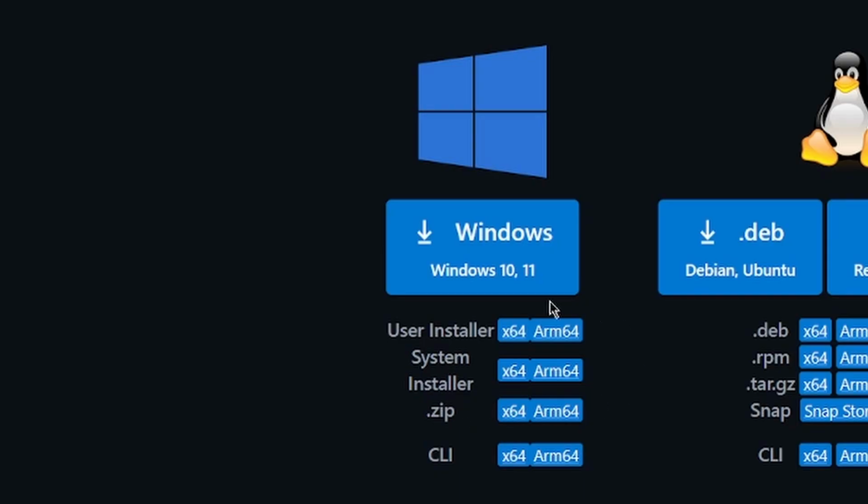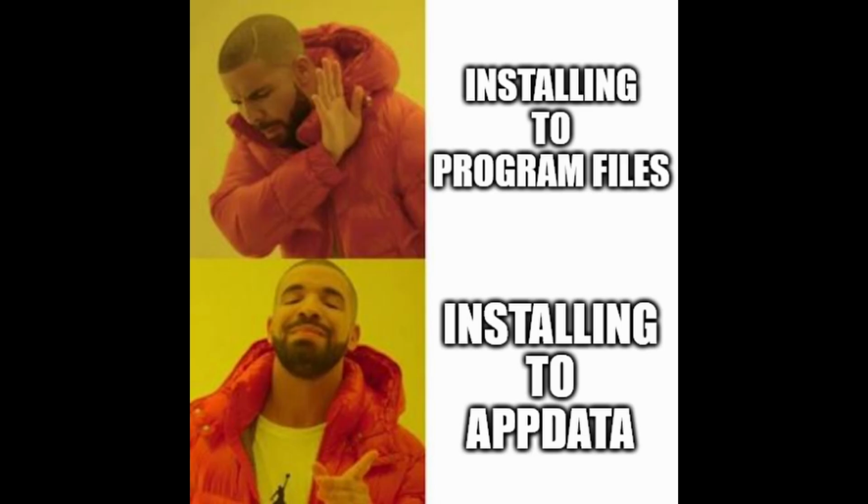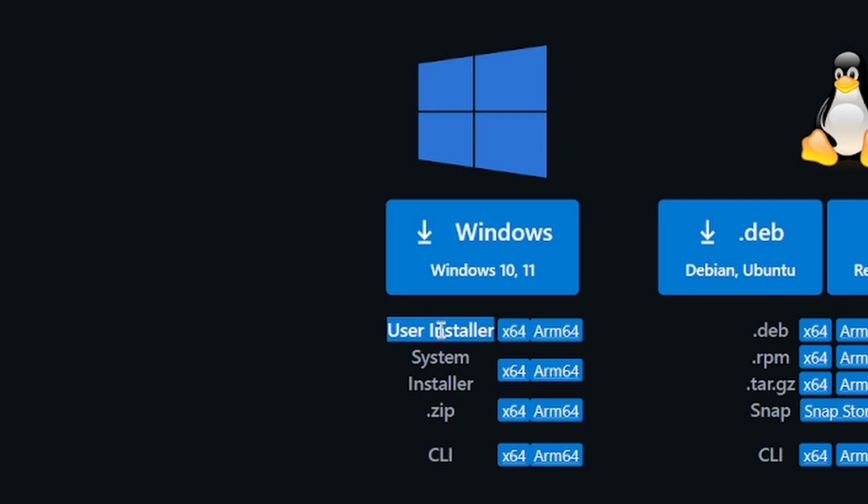Now, on that note, there are two versions. Most of you are going to want the x64 system installer. Now, if you can't install to program files for some reason, or if you prefer to install to app data, then by all means, please use the user installer. Now, the reason that I do suggest the system installer is because I have read of more than a couple problems that have been caused by the user installer, and the remedy was to use the system installer. I have not seen the inverse, so I am going to advise using the system installer.